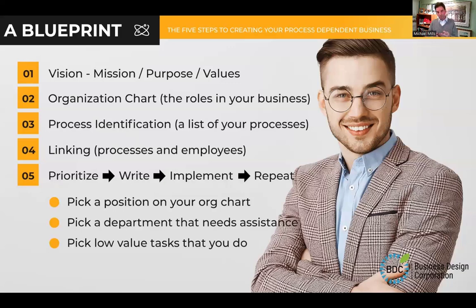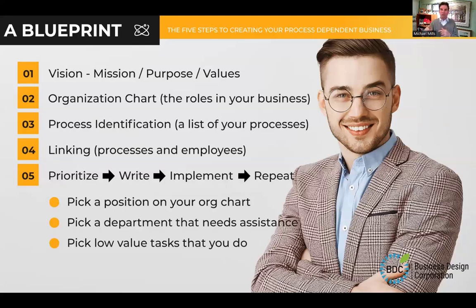So those 3 ways of prioritizing: pick a position, pick a department, or look at the low value tasks that you do. And what you will do is you'll find that you're focused on maybe 6, 8, 10, 12 processes at a time, not 1,100. You will write those processes, you will implement those processes, and then repeat. Prioritize, write, implement, repeat. And that is an ongoing process.